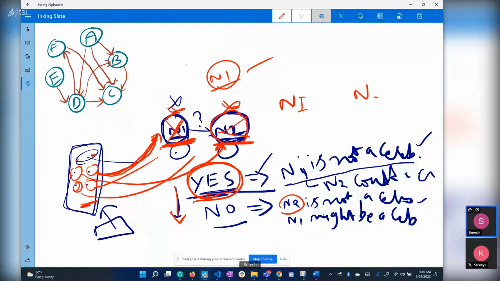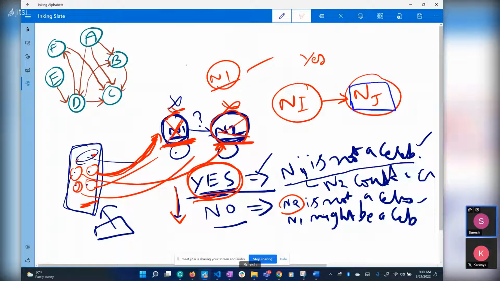Now you processed node i and node j, and you asked the same question. Hey, ni, do you know nj? Let's say yes. In this situation, yes means there could be a possibility that this nj is a celebrity. If we say no, then ni could be a celebrity.